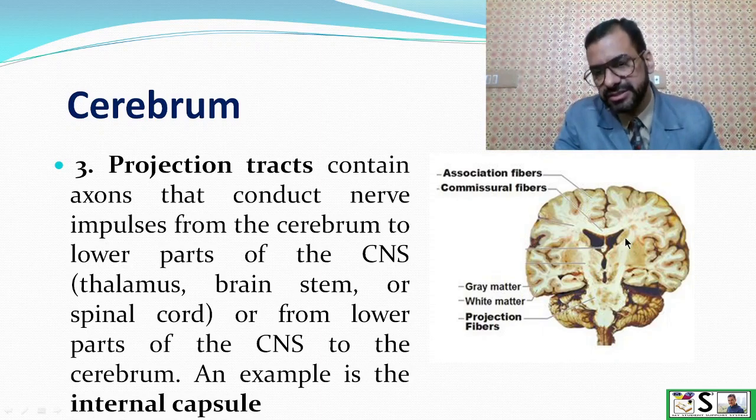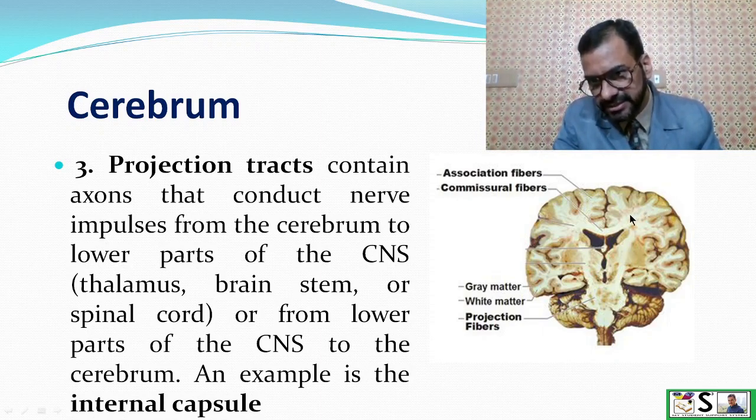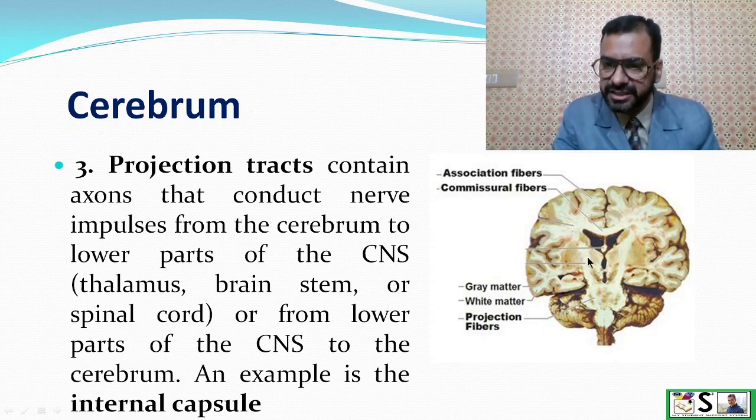Here you can see this is the gray matter and this is the white matter, and these are also known as tracts. So these are association fibers or association tracts. These are commissural tracts and the best example is corpus callosum. This is the corpus callosum and these are the internal capsules.